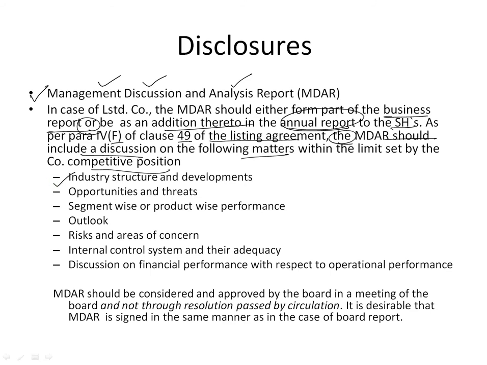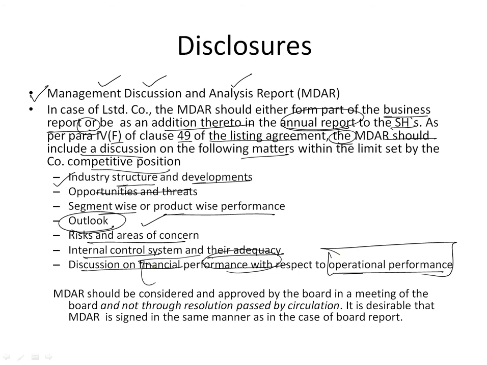So industry structure and development of that particular sector, which could be IT or FMCG, the opportunities and threats, segment-wise or product-wise performance, outlook of the company, risk areas of concern, internal control systems and their adequacy, and discussion on financial performance with respect to the operational performance. If the operations are high and the financial performance is down, they go ahead and discuss and form a strategy to execute accordingly so that they can balance it out or exceed their expectations.